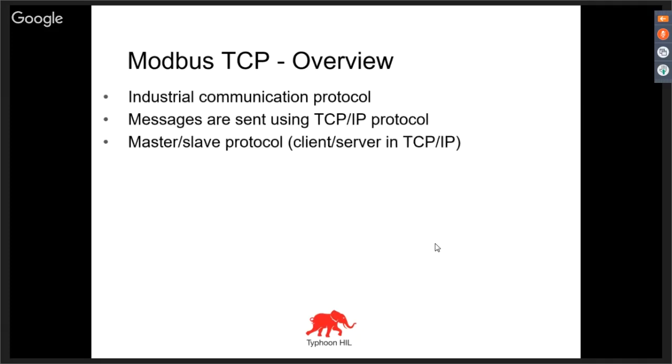It is a master-slave protocol, which means that the master will initiate communication with the slave device, and the slave device will only respond to these requests and cannot initiate communication with the master. In TCP, these roles are not used as much; the common terms are client and server. So the master device becomes the client and the slave becomes the server.